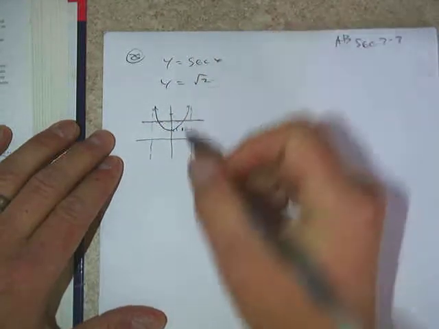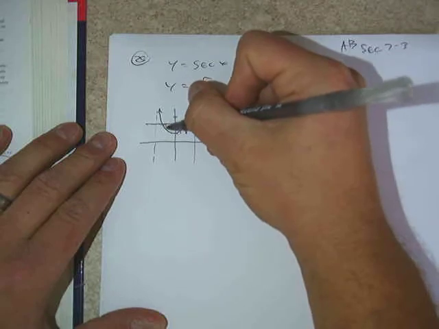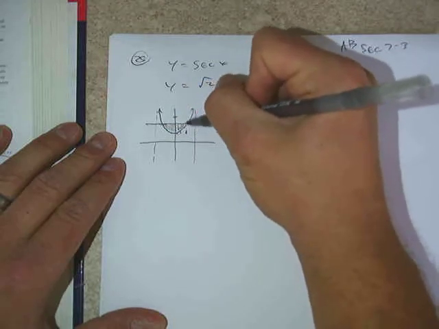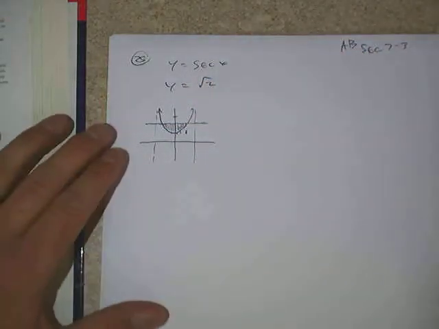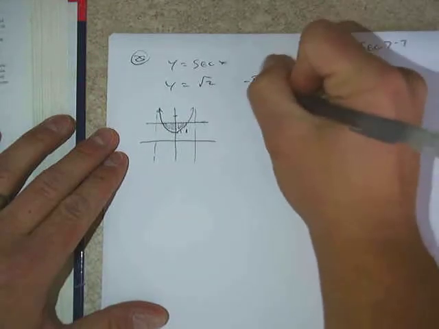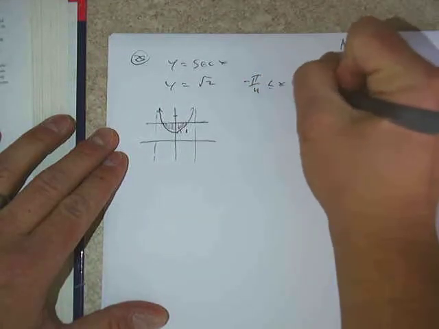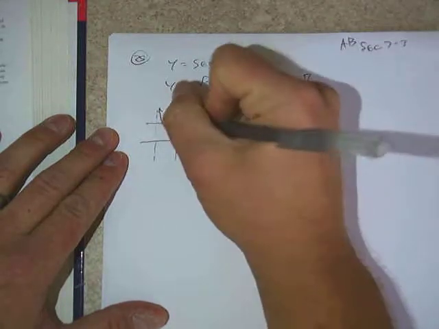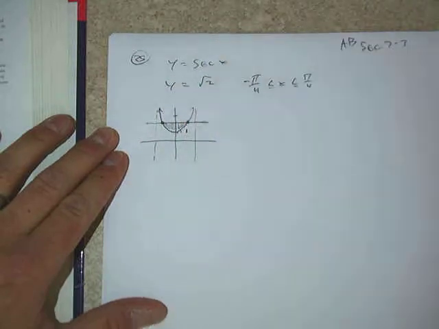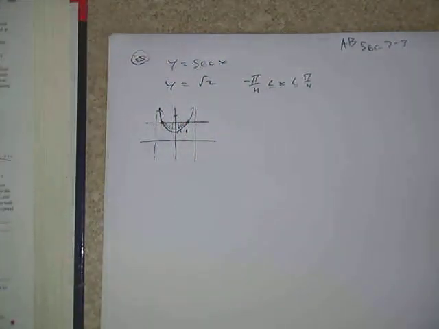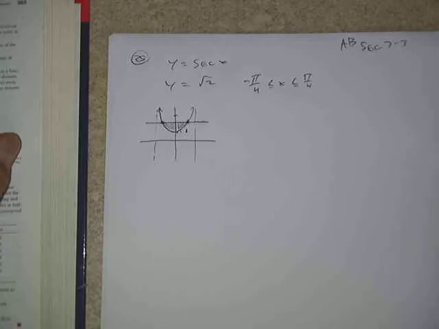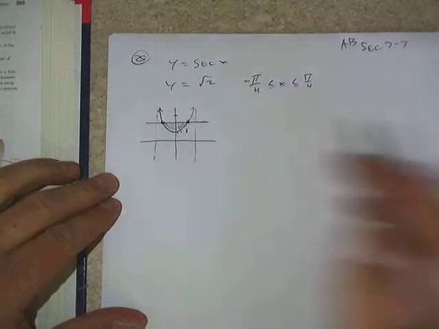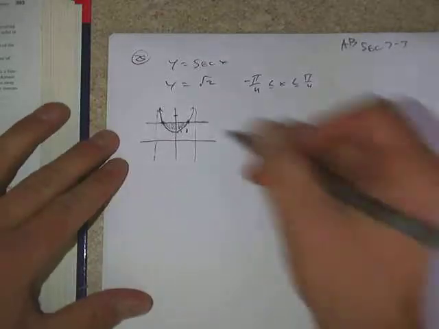All right. So ultimately, the region that we're interested in is this. And conveniently for us, if we go from negative pi over 4 to pi over 4, which is what they told us in terms of the domain, those are the actual intersection points there. Pi over 4, negative pi over 4 makes secant equal to radical 2. So those are the points, negative pi over 4, radical 2, and pi over 4, radical 2.